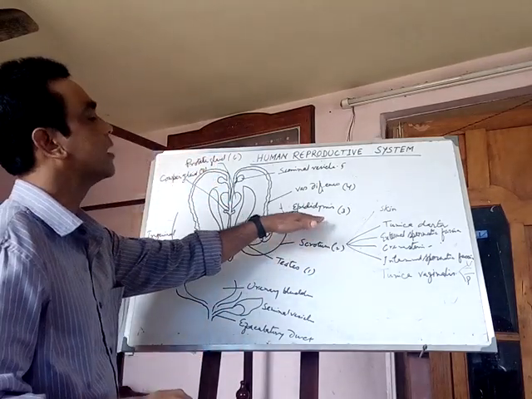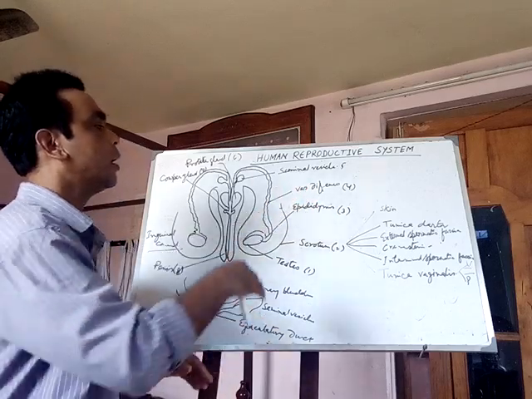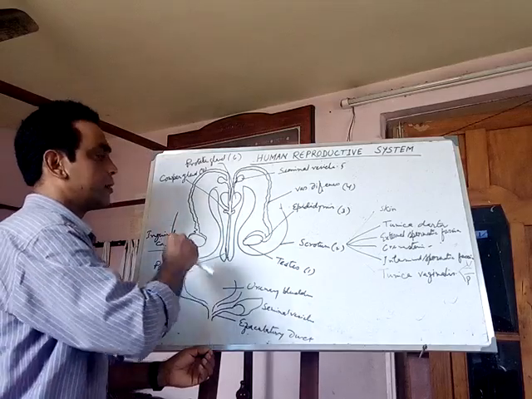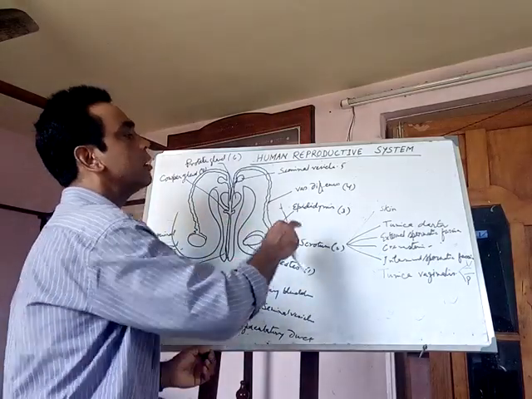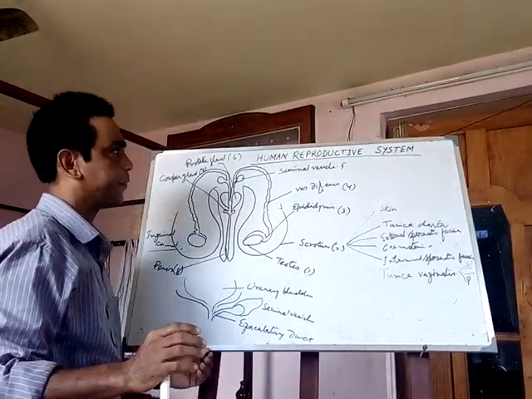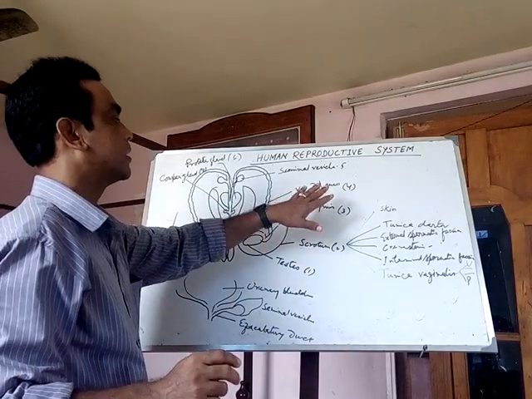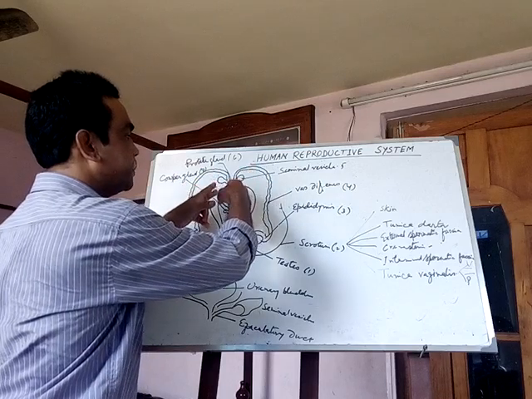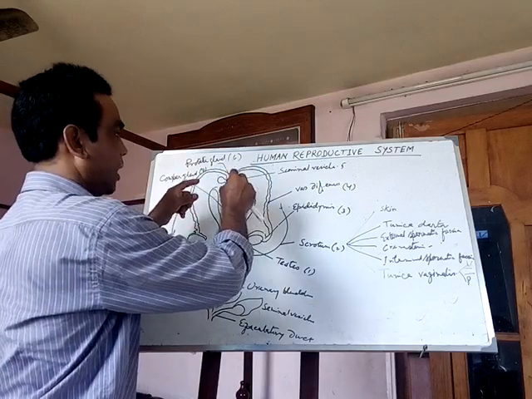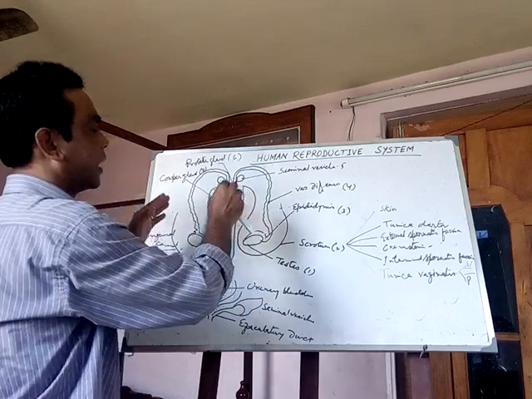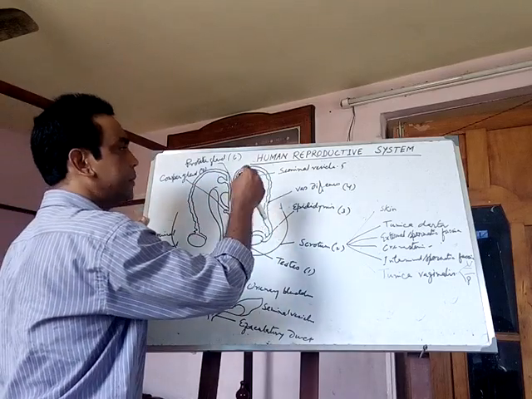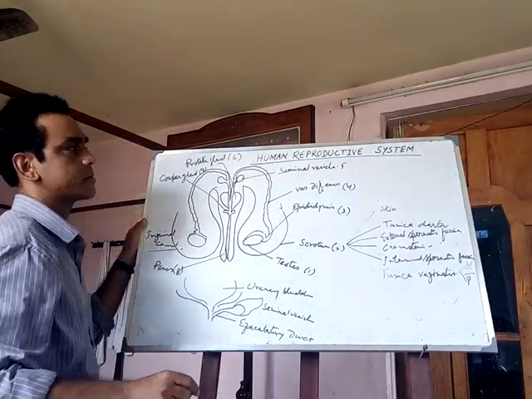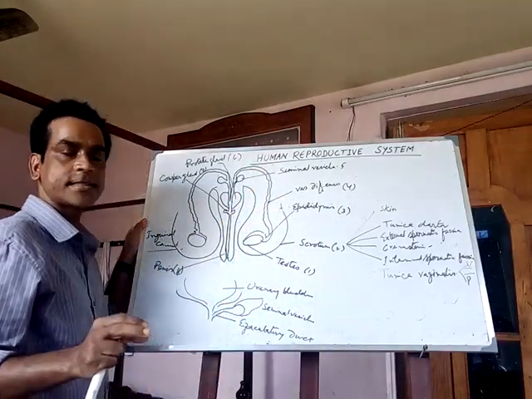The next part from the epididymis, the tubular part of the sex organ, is called the vas deferens. Next, two vas deferens meet together, and the elongated part that meets both vas deferens is called the seminal vesicle, which is a sac-like structure.